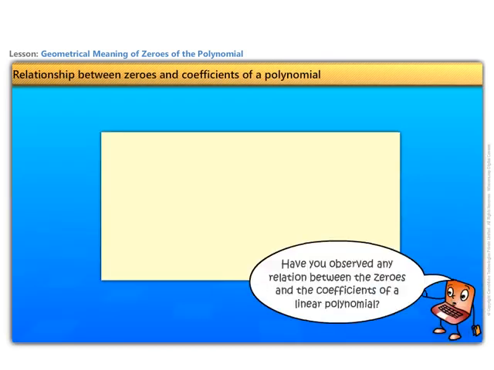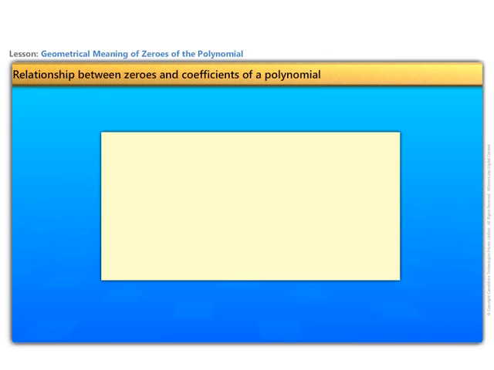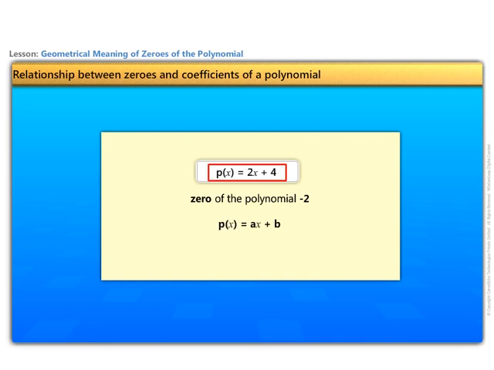Have you observed any relation between the zeros and the coefficients of a linear polynomial? Let us first look at a linear polynomial 2x plus 4. The zero of the polynomial is minus 2, which is the same value that we obtained graphically. This is an equation of the form ax plus b, whose zero is minus b by a.